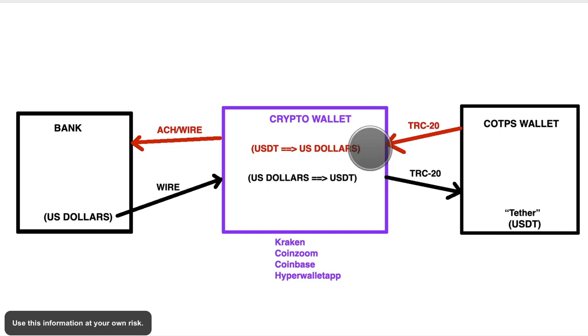Once that's complete, your account will show your balance in USDT, or it might say Tether, and it will be approximately the same minus whatever the fee was that they charged you to complete that sale. So if you're looking to fund your COTPS wallet, for example, with $500, you have to account for the fees. With Kraken, there's a $2.50 fee just to send it through the TRC20.